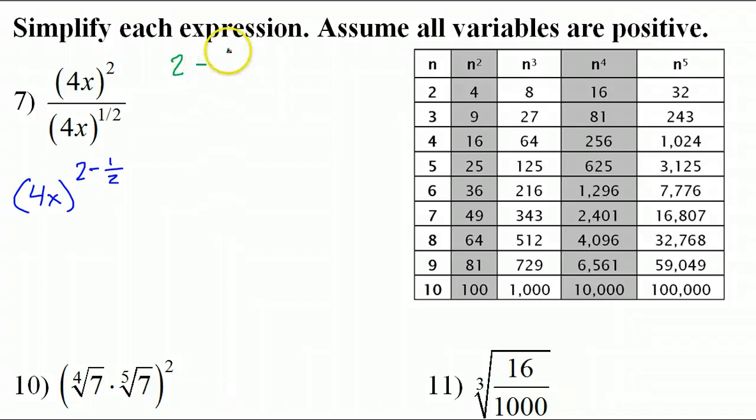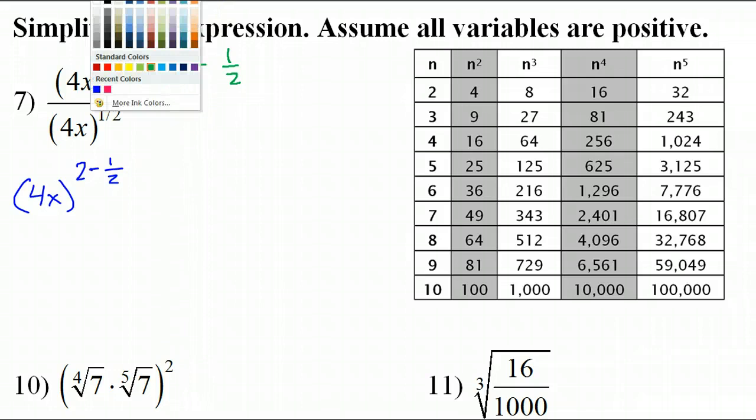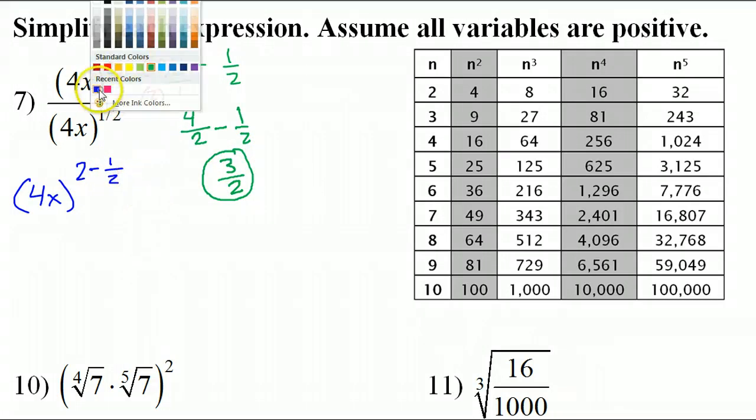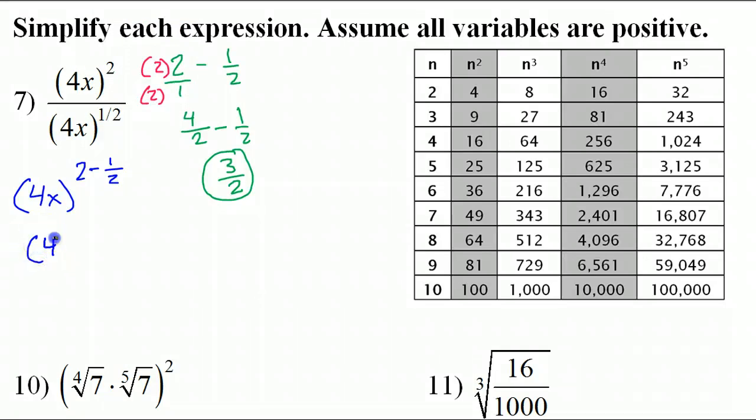So 2 minus 1/2. Well, 2 is the same thing as 2 over 1. You know we need like denominators. So let's multiply by 2's over here. Now, that's going to give me 4 over 2 minus 1 over 2. 4 minus 1 is 3, so that is 3 over 2. Okay? So that is what you get when you subtract 2 minus 1/2. So that is going to give us, in that case, 4x to the 3/2 power.